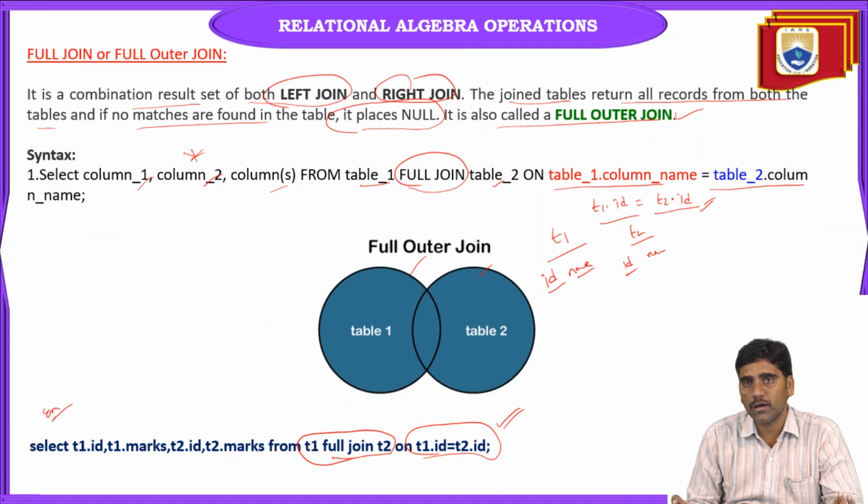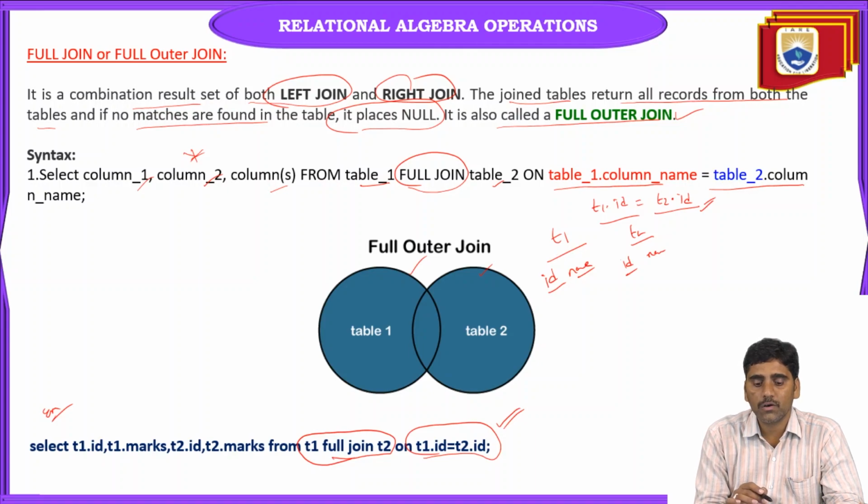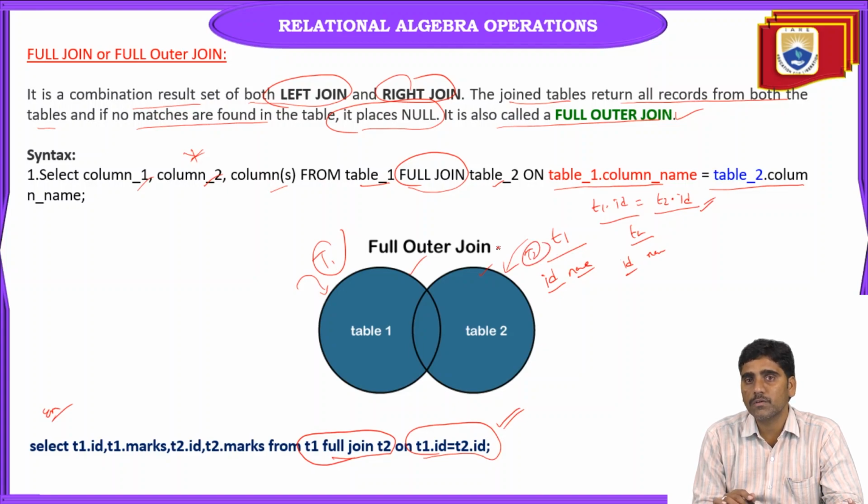Next is full join, or full outer join. It comprises both tables, and it is the combined result set of both left join and right join. It joins table records from both tables. If no matches are found in the table, it places null. So it is called full outer join. It returns the values from table 1, the left table, as well as the values from the right table, table 2. So both tables' values will be displayed. Here you mention the type of join and the condition.